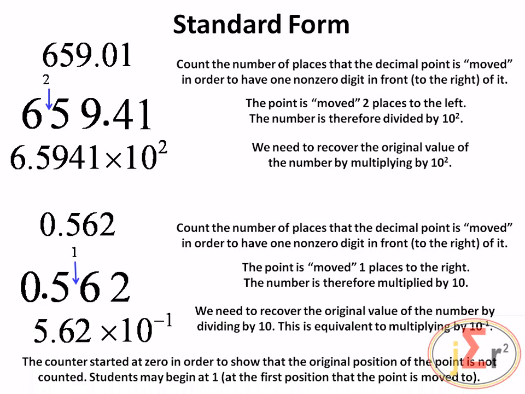The counter started at 0 in order to show that the original position of the point is not counted. Students may begin at 1, and by doing so, they must be at the first position that the point is moved to.